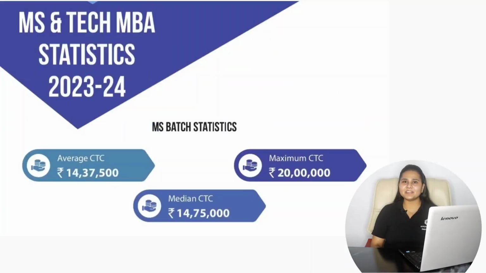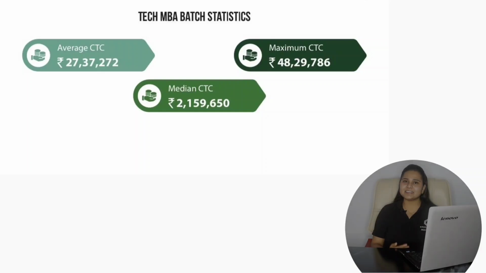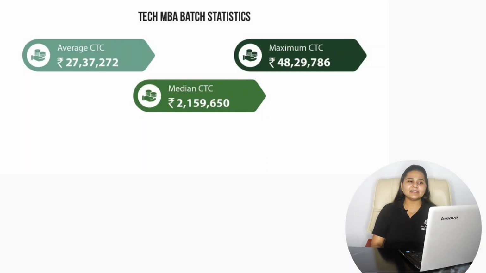Then if we consider the MS and Tech MBA statistics, the average CTC offered was 14.37 lakhs per annum, the maximum CTC offered was 20 lakhs per annum, and the median CTC offered was 14.75 lakhs per annum. Then for the Tech MBA, the average CTC offered was 27.37 lakhs per annum, and the highest CTC offered was 48.29 lakhs per annum.